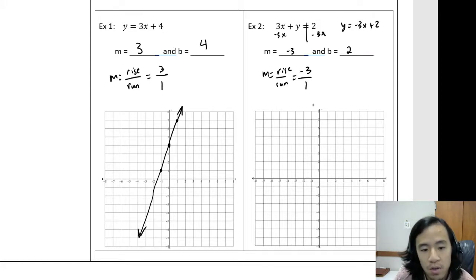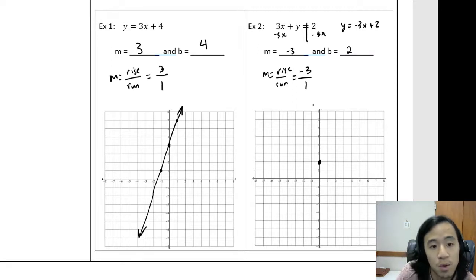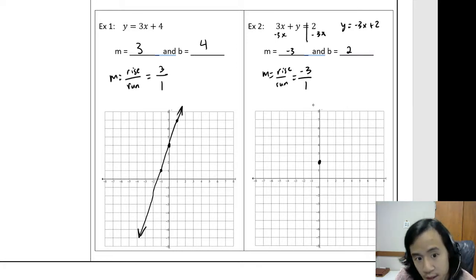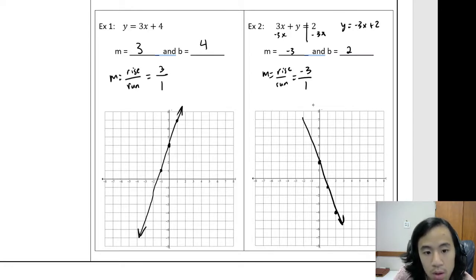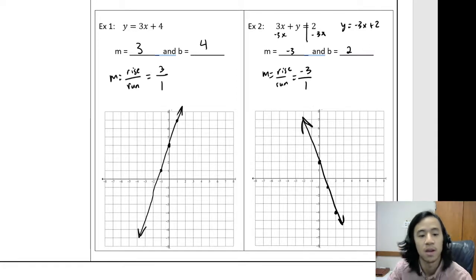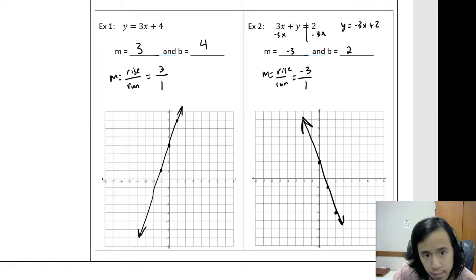All right, so our y-intercept is 2. So it's going to be here. Now I need to graph some more points. Instead of up 3, which was what I had over here since it was positive, I'm going to go down 3 because I have a negative. So 1, 2, 3, and then over 1. Then 1, 2, 3, over 1. So here are my 3 points. And there is my great graph.